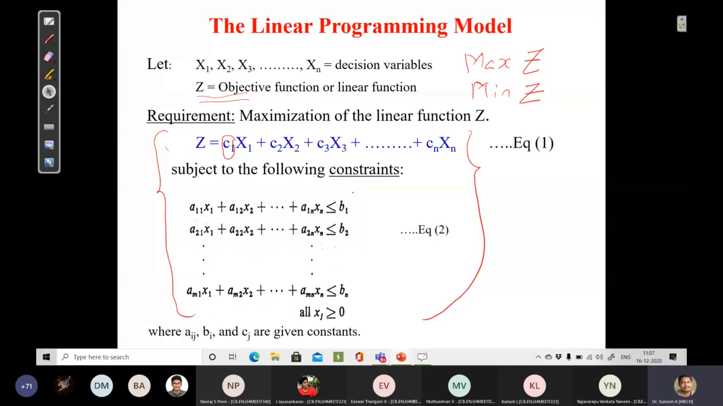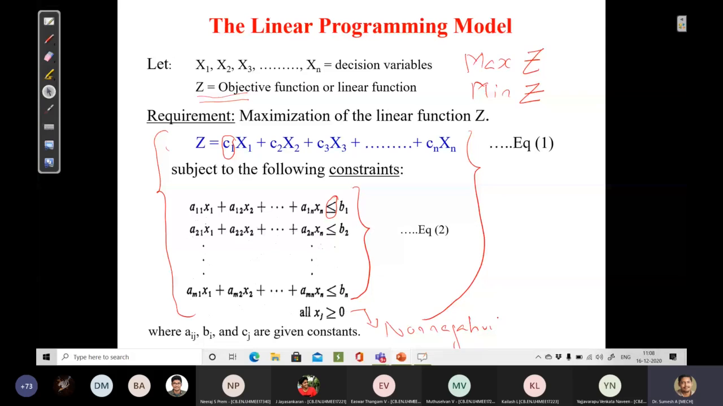Constraints will be A11X1 plus A12X2 up to A1nXn should be less than or equal to B1. Likewise, you can add n number of constraints. Up to here, they are the normal constraints. And finally, you have to write that all your decision variables, that is xj, are greater than or equal to 0. That constraint we call the non-negativity constraint. So the non-negativity constraint is also written over there.